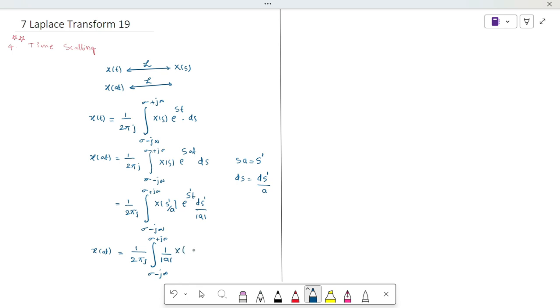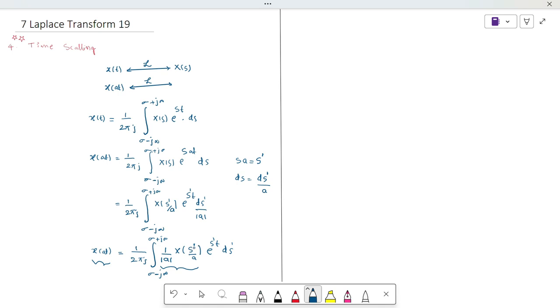So x of s by a, so e power s dash t and ds dash. So this is a signal in time domain. This is a signal in s domain. But it doesn't matter.